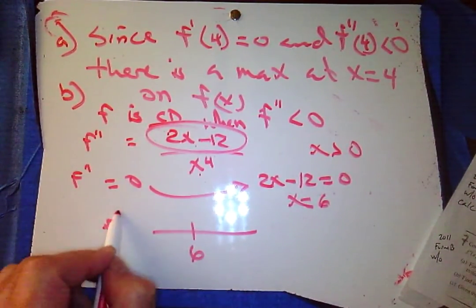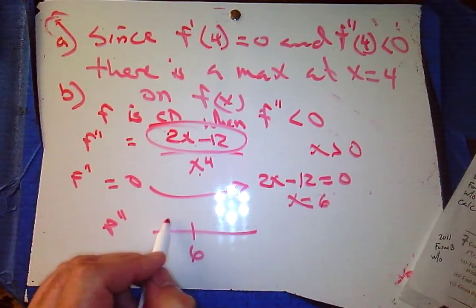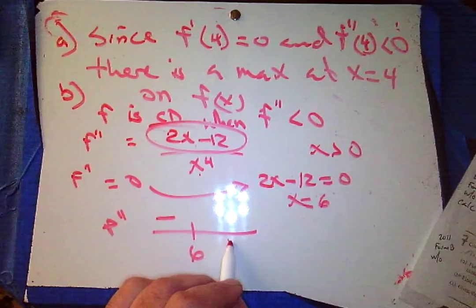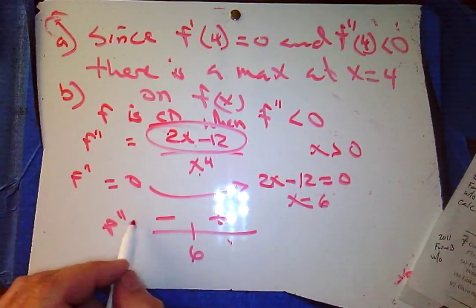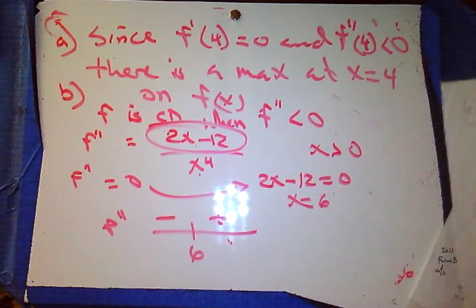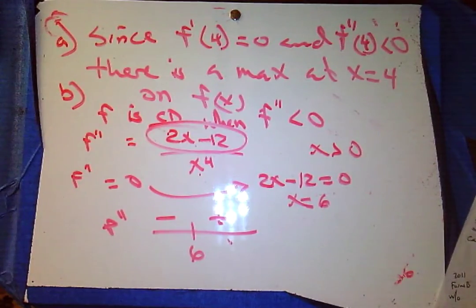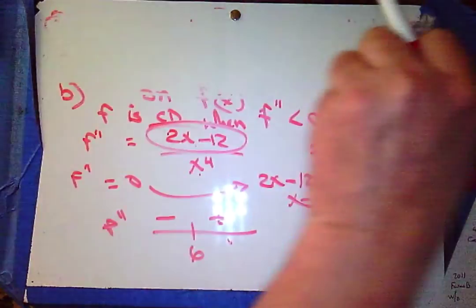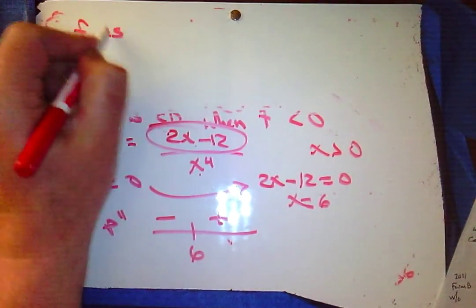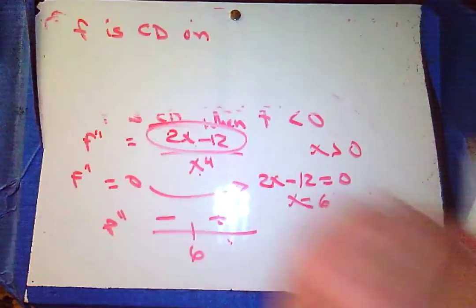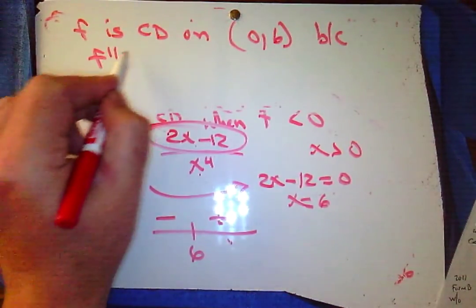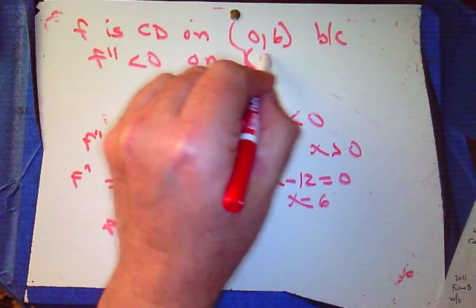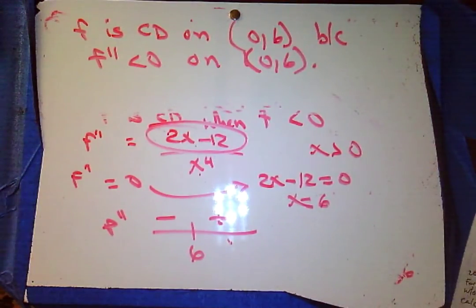So plug in values around 6: I put in a 0, I get negative, I put in a 10, I get 20 minus 12, that's positive, and so I see a sign change in f double prime, but I want to know when this thing is concave down. F is concave down on 0 to 6 because f double prime is less than 0 on 0 to 6. Okay, and that was part B.